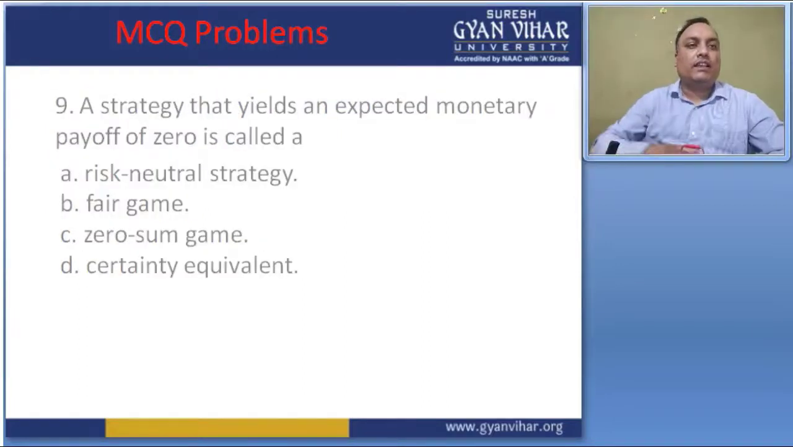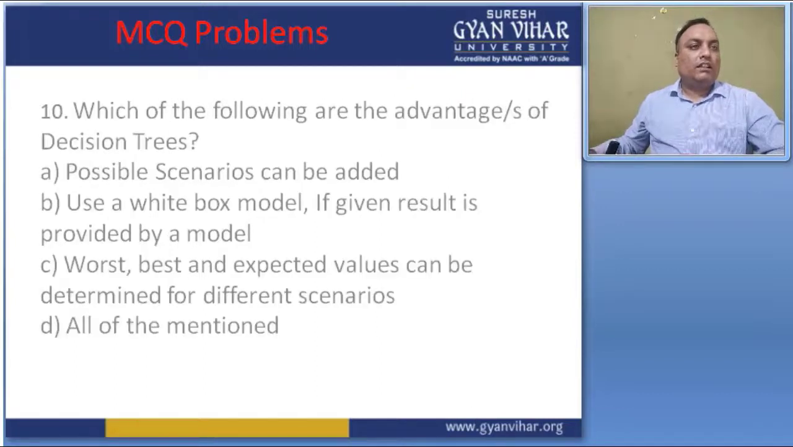This is question number 9. A strategy that yields an expected monetary payoff of 0 is called a risk neutral strategy, fair game, zero sum game, or certainty equivalent. So this is a risk neutral strategy. A payoff of 0 is called the risk neutral strategy. So move to the last question.